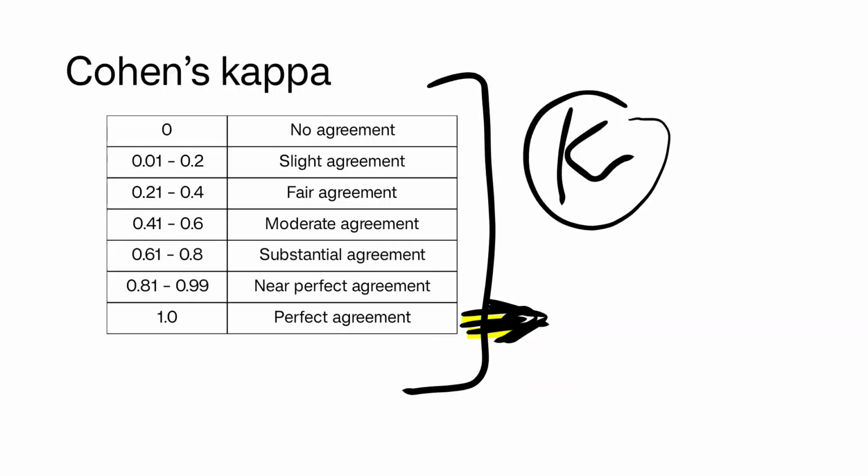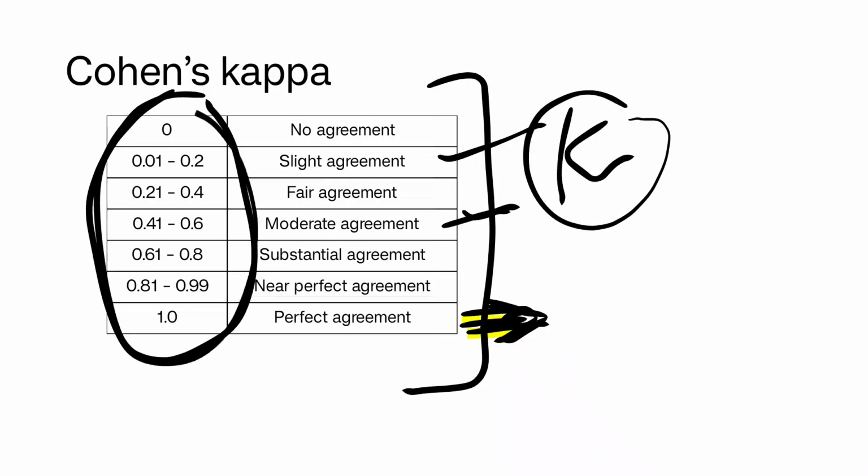If the value of Kappa is 1, then the agreement is perfect. If it is 0.01 to 0.2, there is slight agreement. And if the value is 0.41 to 0.6, the agreement will be moderate. So this is the inference of our value.